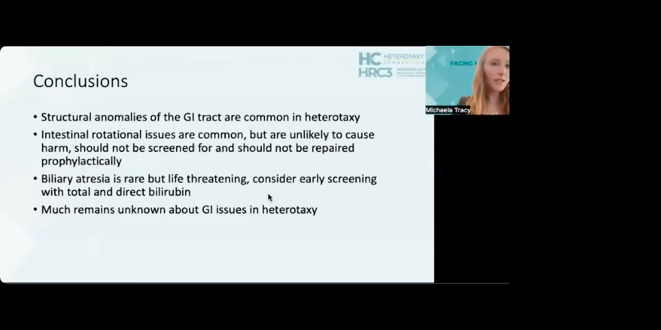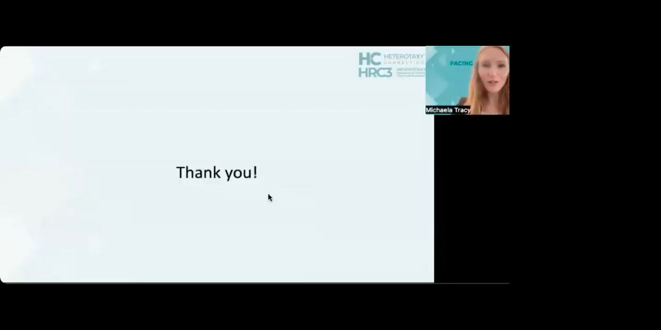So in conclusion, we say that structural anomalies of the GI tract are very common in heterotaxy, and some are even diagnostic criteria. Intestinal rotational issues are common, but are unlikely to cause harm and should not be screened for and should not be repaired prophylactically. Biliary atresia is rare but life-threatening, and consider early screening with total and direct bilirubin. But as we just said, much remains unknown about GI issues and heterotaxy, so hopefully more to come over the years. Thank you very much for your attention today.